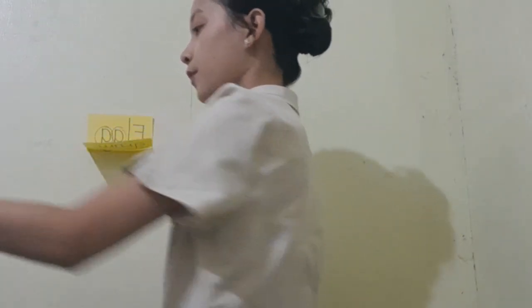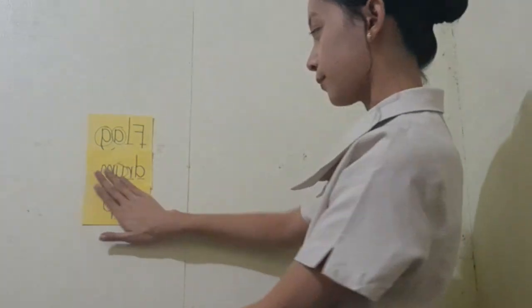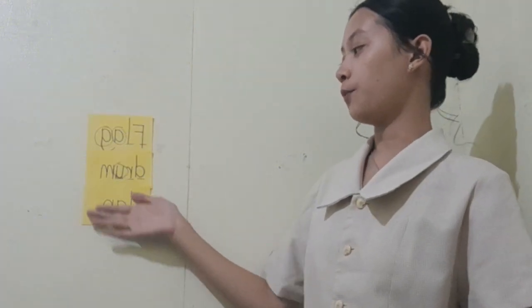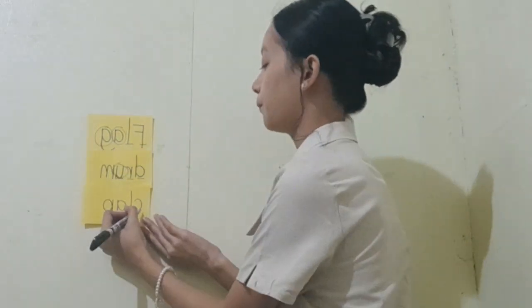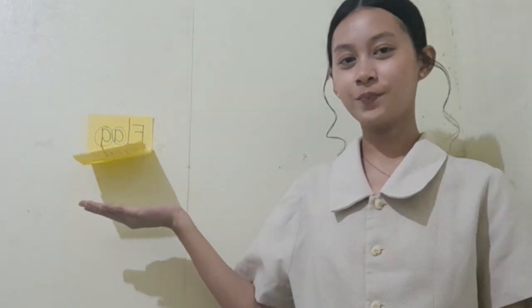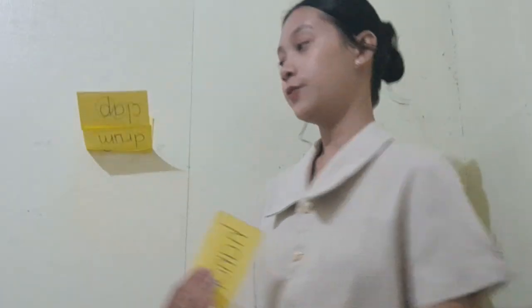And next, we have the word clap. So for clap, how do we blend this to make a consonant cluster? So of course, we put first the C and L, in which is an example of a consonant cluster. And then we would add the letter A and P to make it a whole word, in which, can you say it with me? Clap. Very good.